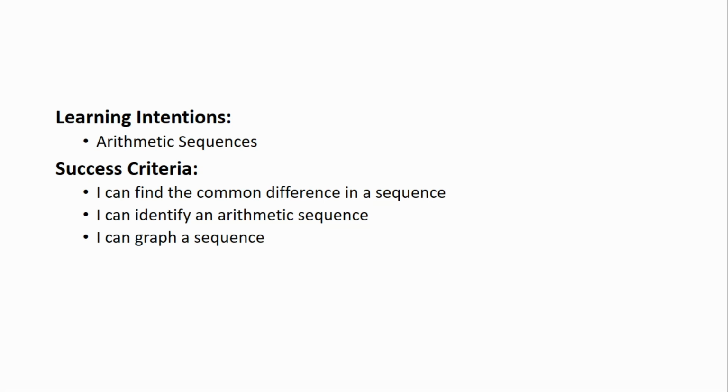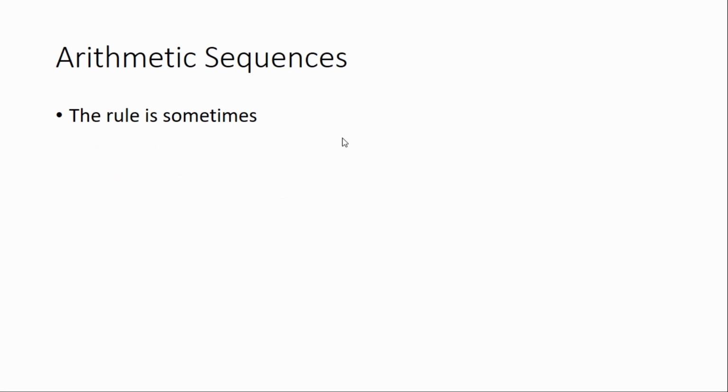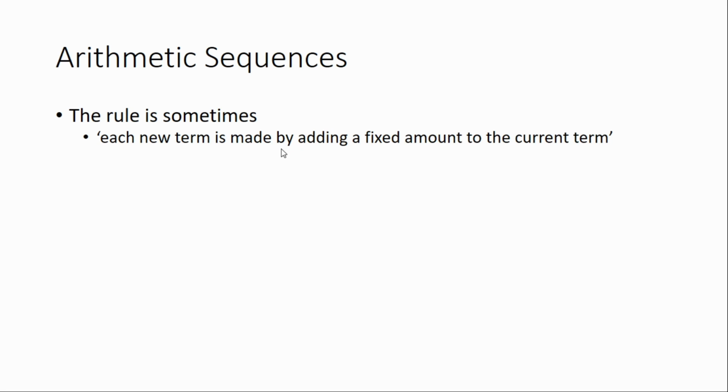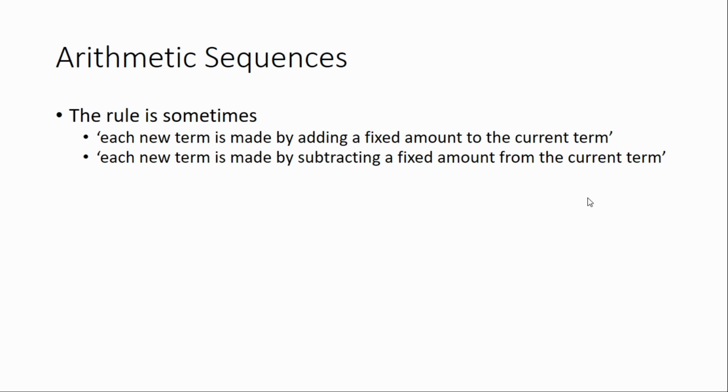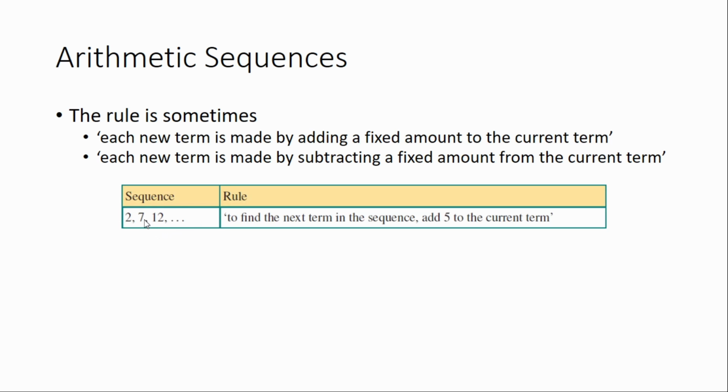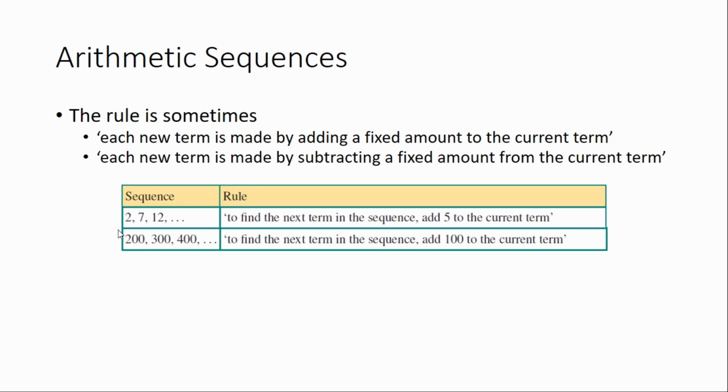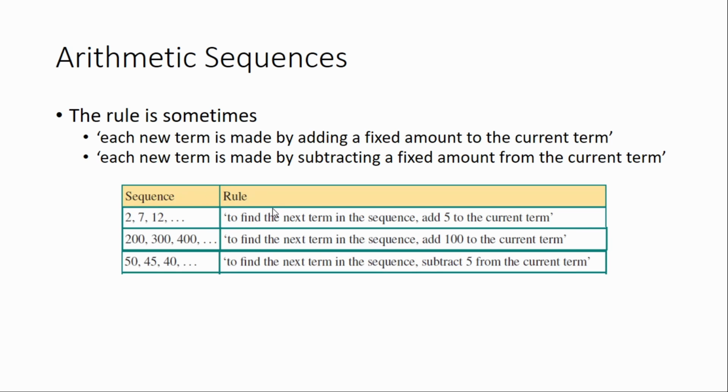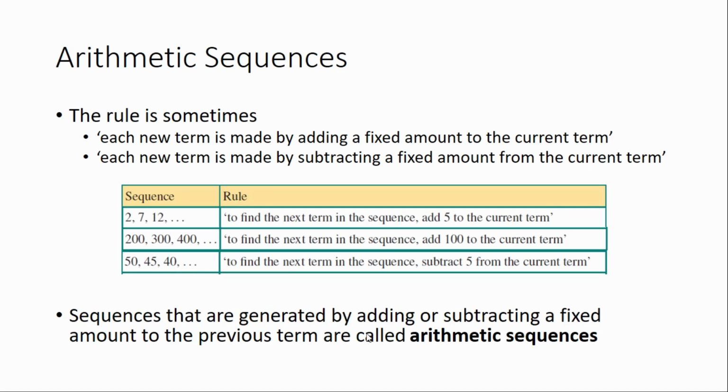So we started off this topic by learning about sequences, and we found that the rule is sometimes each new term is made by adding a fixed amount to the current term or subtracting a fixed amount. Going through some examples, in this case we're adding 5 to each number, here we're adding 100 to each number, and this next one we're subtracting 5 from each number. Sequences that are generated by adding or subtracting a fixed amount to the previous term are called arithmetic sequences. Make sure you've got that definition down, the one on the bottom.